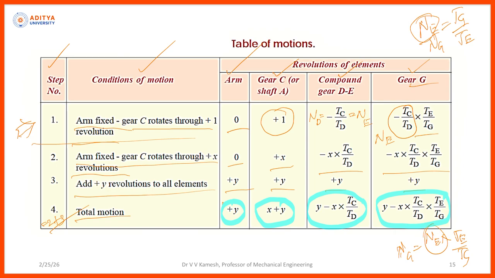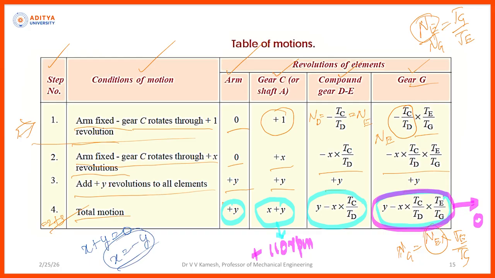Now, what is shaft A? Gear C, right? So, for this one the data is given: 110 RPM plus, and gear G is fixed. When it is fixed, you make it equal to 0. So, I am having two equations. One is X plus Y is equal to 0, right? So you can make X equal to minus Y, okay. Substitute this X equal to minus Y. Here also it is there.